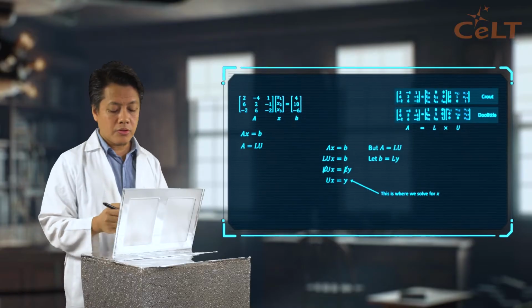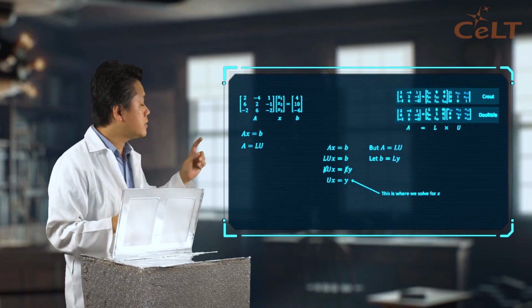We'll be doing that using Crout's and Doolittle's method, and Crout first. For your information, Crout's method was invented by American mathematician, the late Dr. Prescott Durand Crout. First, we do LU decomposition.